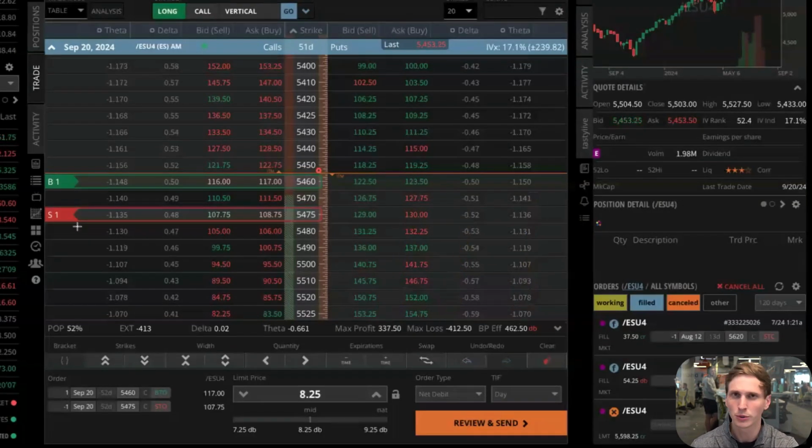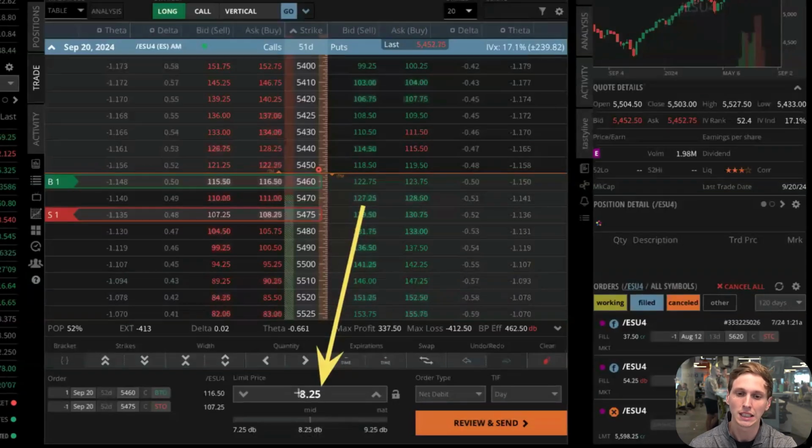So once you're comfortable with your setup and you're ready to place this trade, you'll go down here to the limit price to set up what kind of price you want to get in this trade at. So a limit order is going to fill you at whatever your limit price is or better. In this case, it's a long spread. So it's either going to be 8.25 or cheaper to get filled.